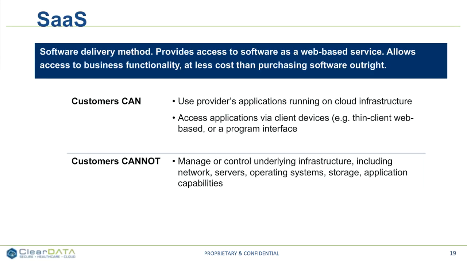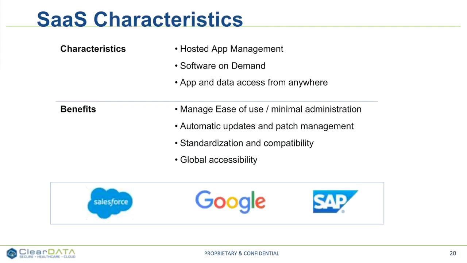Some of the things that a customer can do is to have their applications running. They can access their data, at least from a thin client perspective. They cannot, however, manage any of the underlying infrastructure. They can't manage the network. They can't manage the servers or the operating systems or the storage or the capabilities, for the most part, of the application. So they can control the access to the application, but that's one of the limits of the software as a service model. On to slide 20.